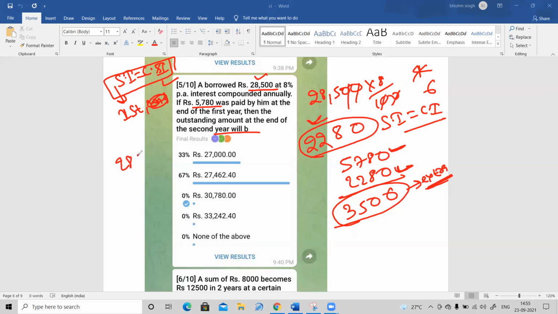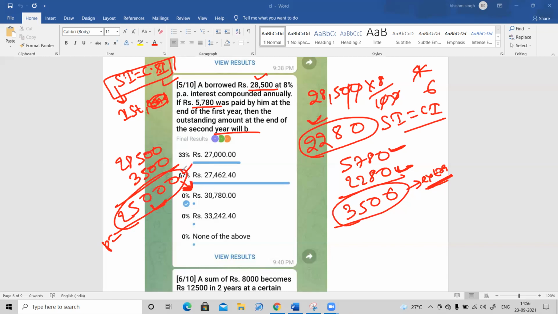So 28,500 minus 3,500. How much is this? 25,000 is your principal. Your principal is how much here? 25,000 rupees. This 25,000 rupees is the net principal left that he has to pay. After 1 year, this is the main amount that is left for him. On this amount he has to pay the interest.